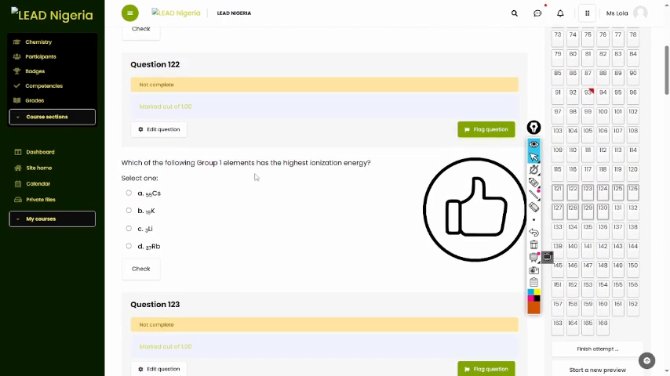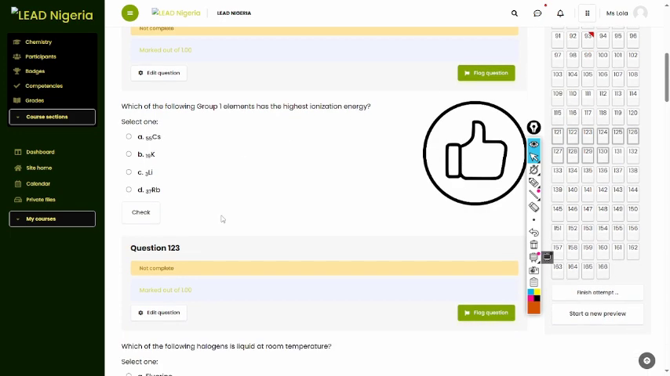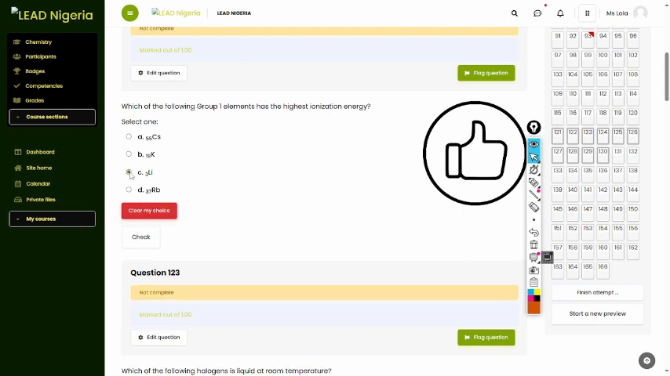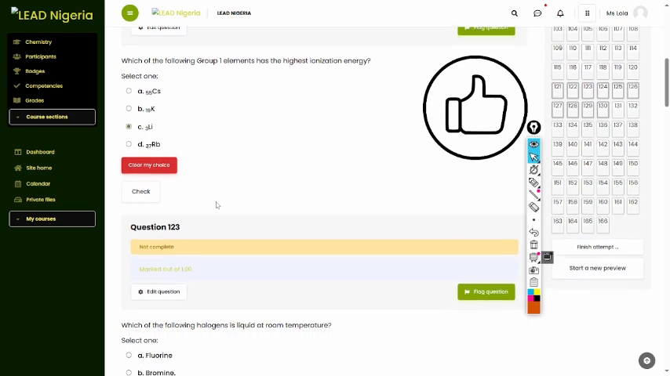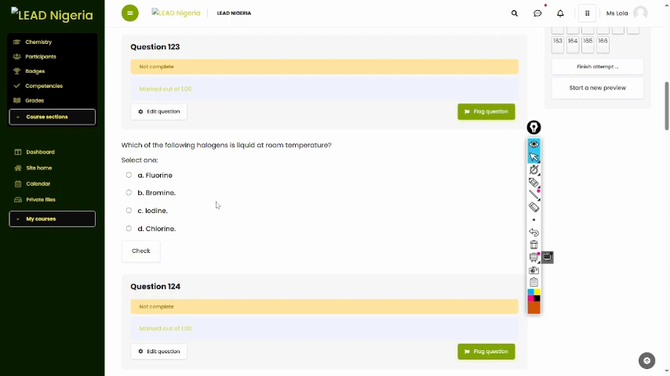Which of the following group 1 elements has the highest ionization energy? So in group 1, the one with the highest ionization energy is the one with the least number of shells, because it has a valence shell that is closer to the nucleus compared to the others. The one with the least number of shells is lithium, because lithium has only 2 shells. So the second shell of lithium is very close to the nucleus and has a strong attraction towards the nucleus. So it takes a lot of energy to knock out the valence electron of lithium. So the answer is C.